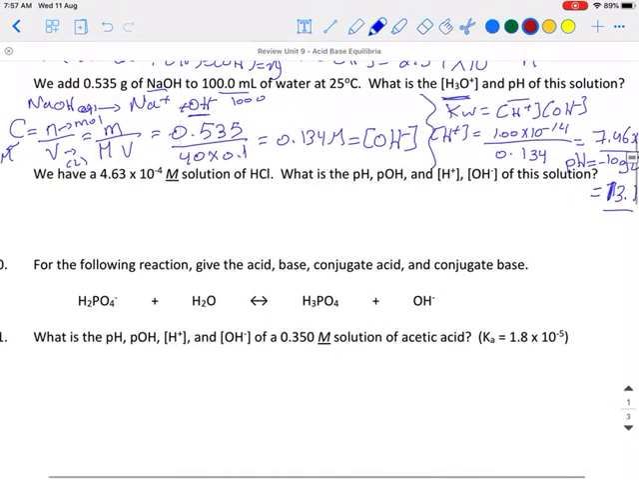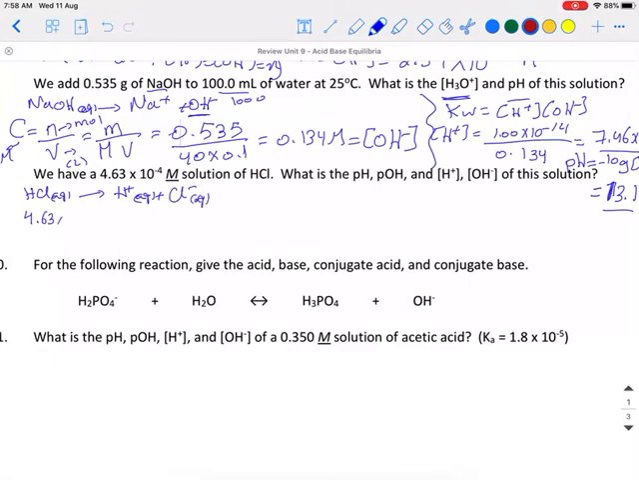Move to number 9. We have a 4.63 times 10 negative 4 molar solution of HCl. What is the pH, pOH, H plus, and OH minus of this solution? We know that HCl is a strong acid that dissociates completely into its corresponding ions, H plus and Cl minus. So if this is 4.63 times 10 negative 4, it corresponds that the concentration of H plus is 4.63 times 10 negative 4. So we found H plus, which is 4.63 times 10 negative 4 molar.